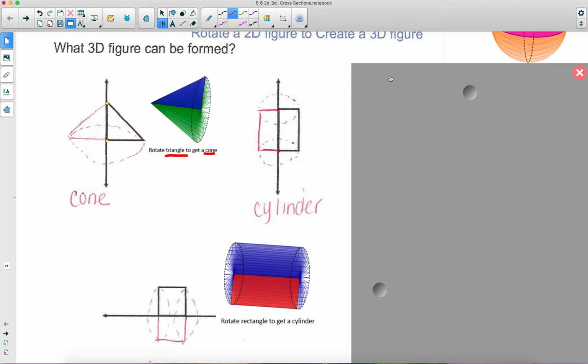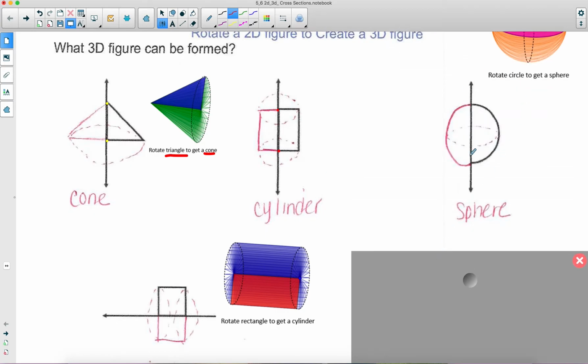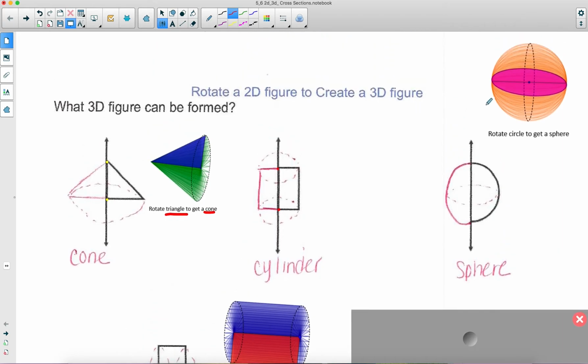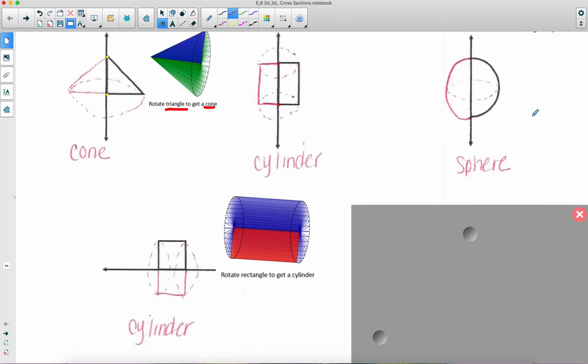Okay, and now over here we're going to talk about rotating a hemisphere. So if I rotate a semicircle, half a circle, these points stay, and then these points go around and around, and we get a sphere. It also works if you rotate a circle. If you rotate this circle, you also get a sphere. So if you rotate this semicircle along this vertical axis going this way, you get a sphere. Or a circle, you could also get a sphere.